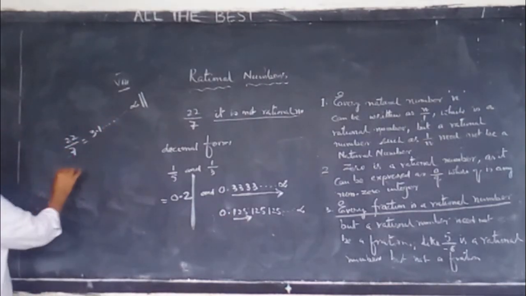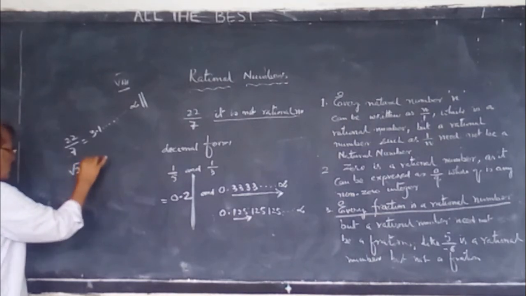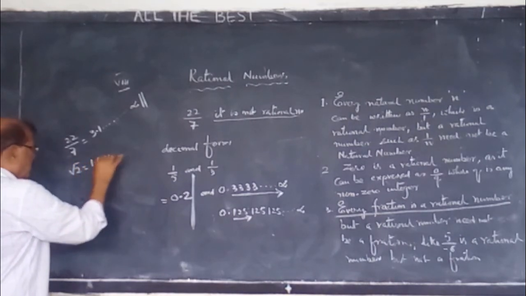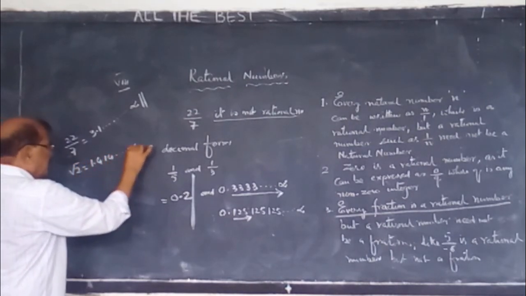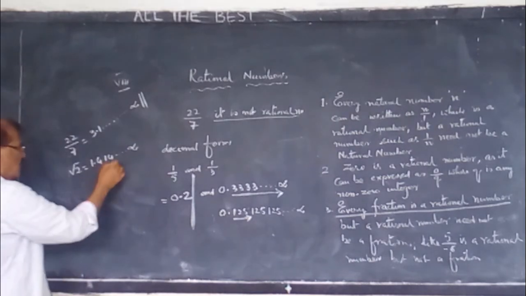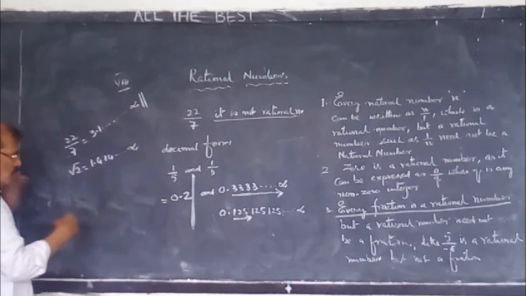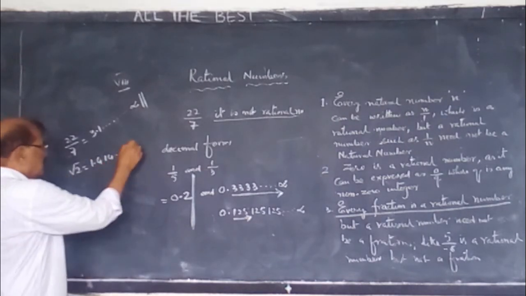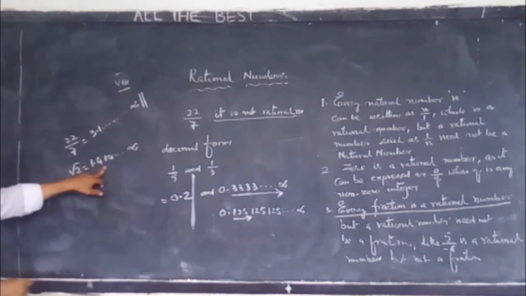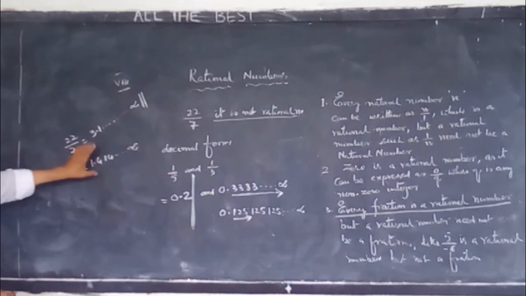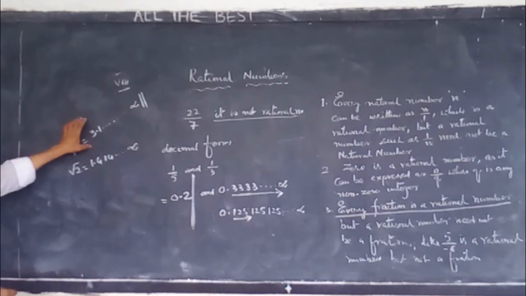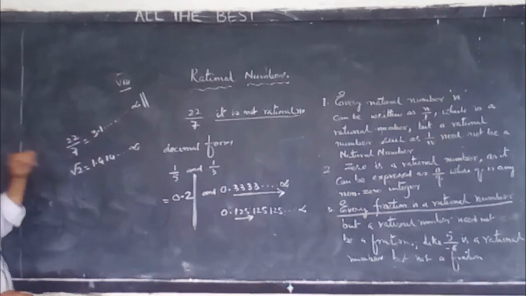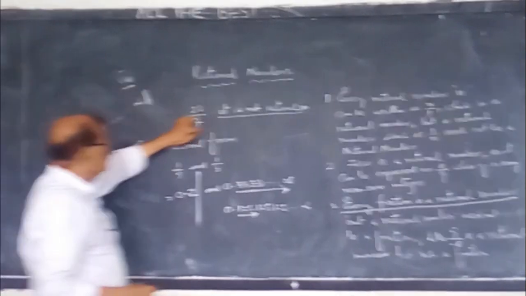Even if you take root 2, this is 1.414, and it goes on up to infinity. Here also you don't find any recurring. No recurring, but it goes up to infinity. So if this is the case, these are called irrational numbers.